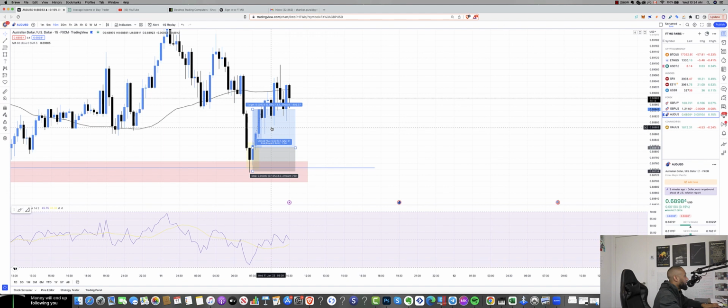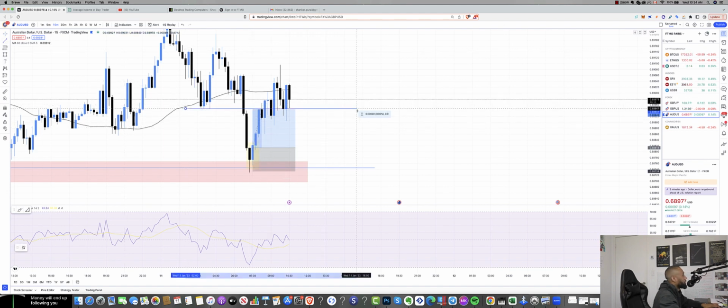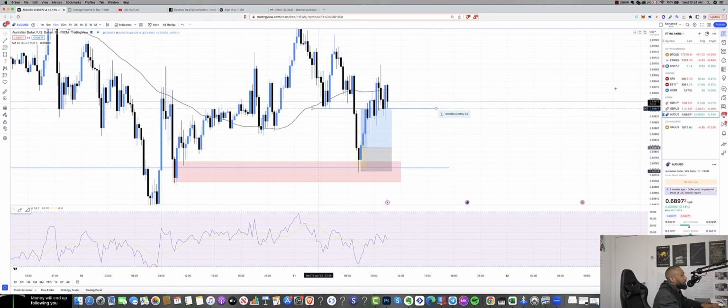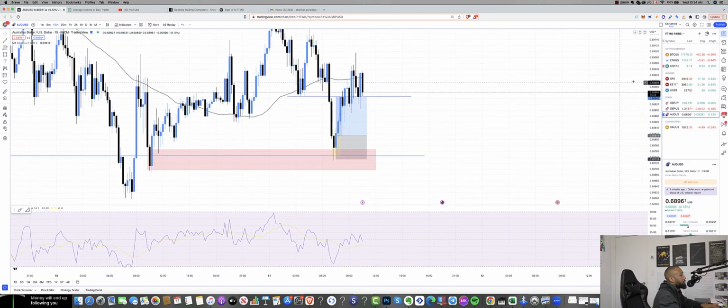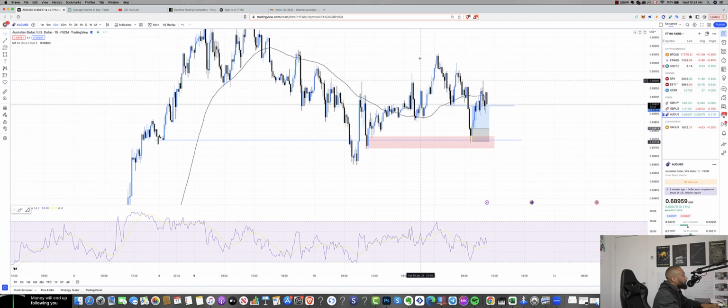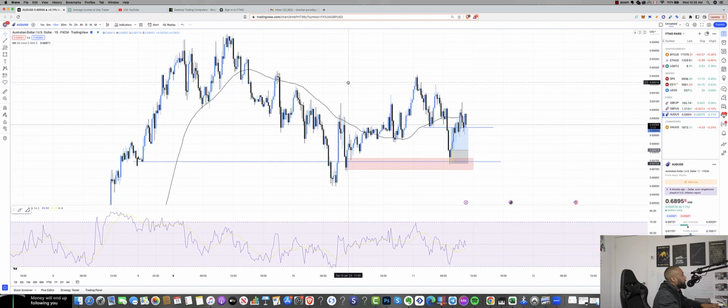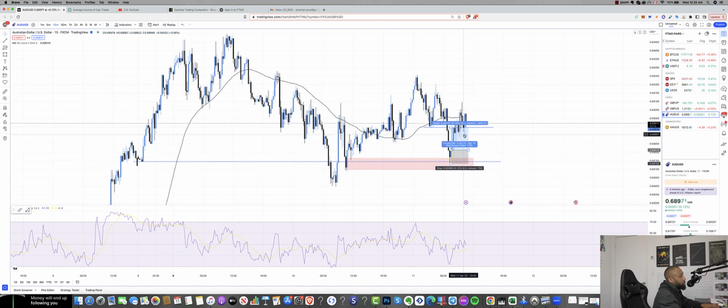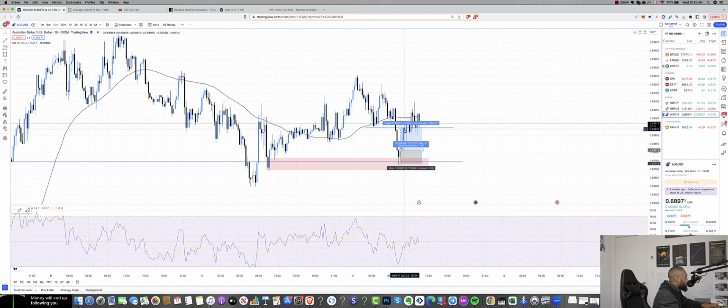Normally I go for 2 to 1, but this was a 1.6, so just under 2. I set my target here just because we do have this resistance, and the price action is, we do have a lower high, a low, and this could possibly be a lower high. So I just wanted to close my positions here, be safe as well.